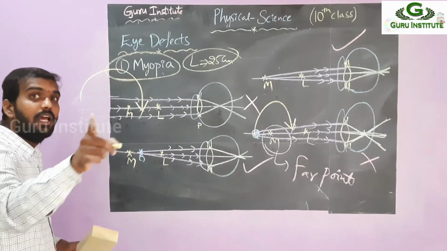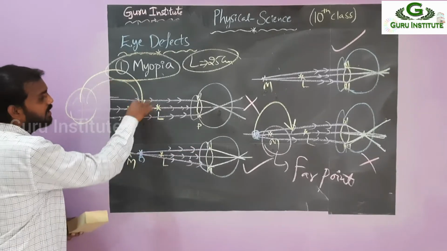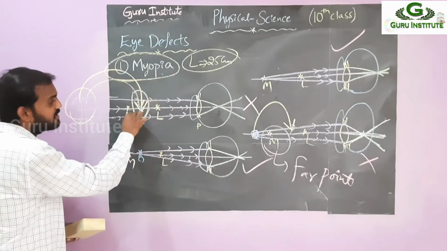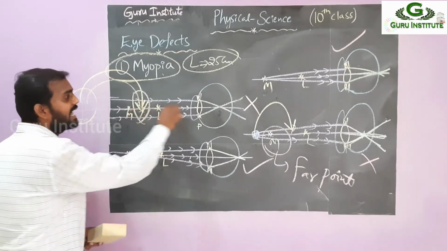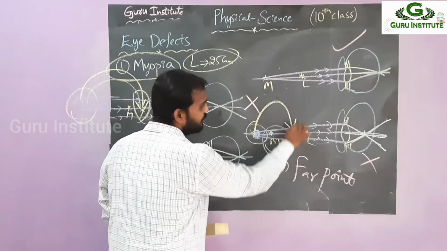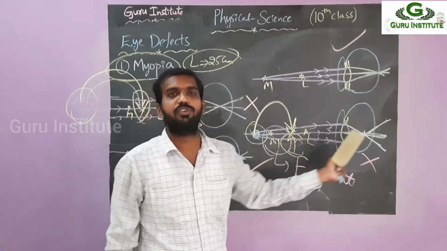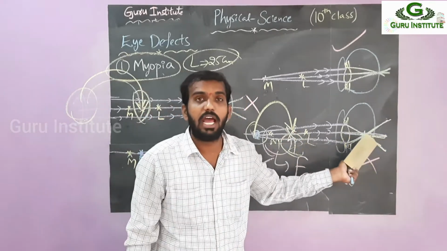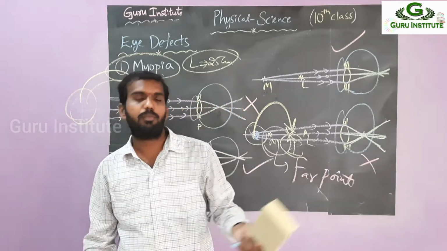But what will happen? Objects you can't shift, right? What you have to shift? Its image you have to shift to here. Then here we have to place the image, the original image of this one. Then this image acts as the object for our lens. So this object's image we have to shift here. Here we have to place the image. Then this image acts as the object for our eye lens. Then it will meet on the retina. You can clear out that problem.